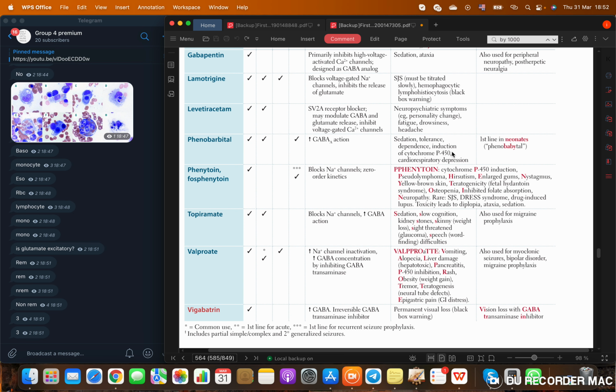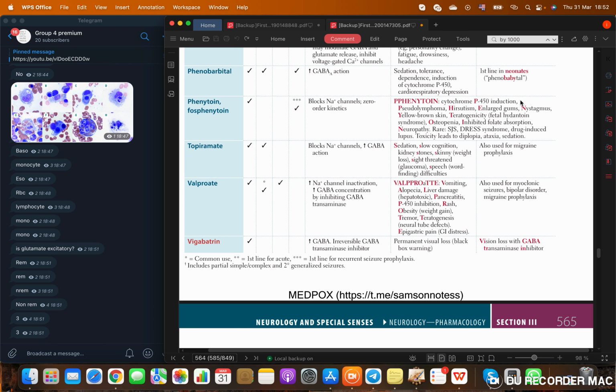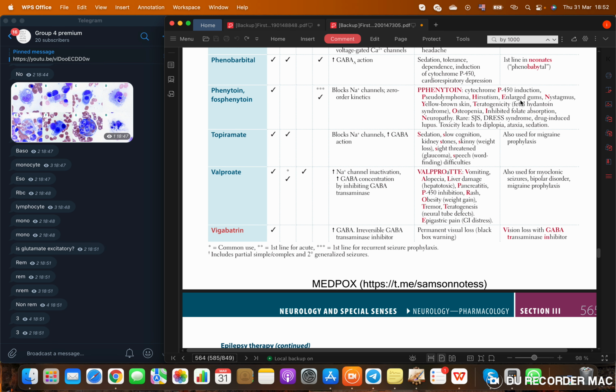So sedation, tolerance, dependence, and induction of the cytochrome P450, and also cardiorespiratory depression. First line in the neonates, because it does not affect their growth, but it leads to dependence. Phenytoin and fosphenytoin. Remember, somebody with a status epilepticus: we used first benzo, does not work. Fosphenytoin does not work. Generalized anesthesia to halt the status epilepticus.